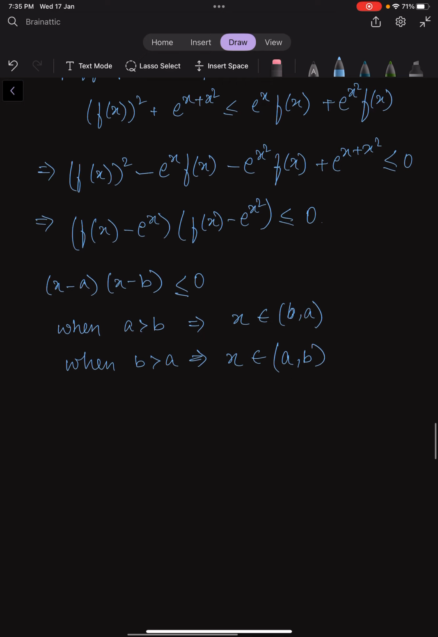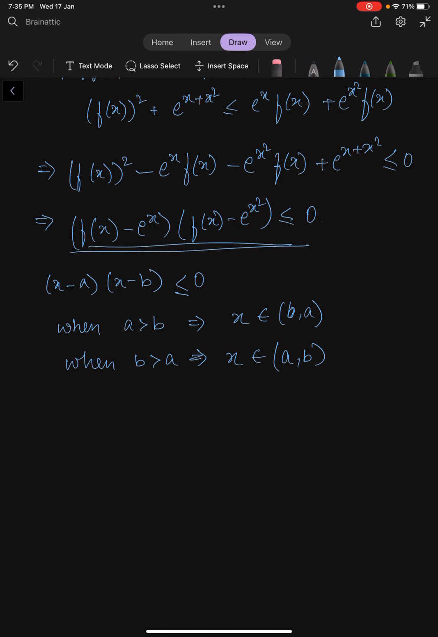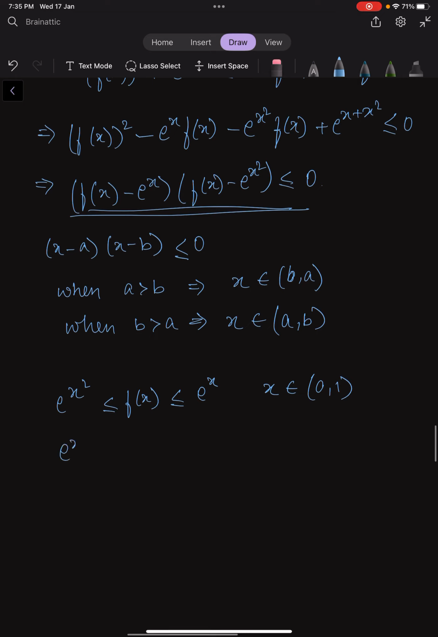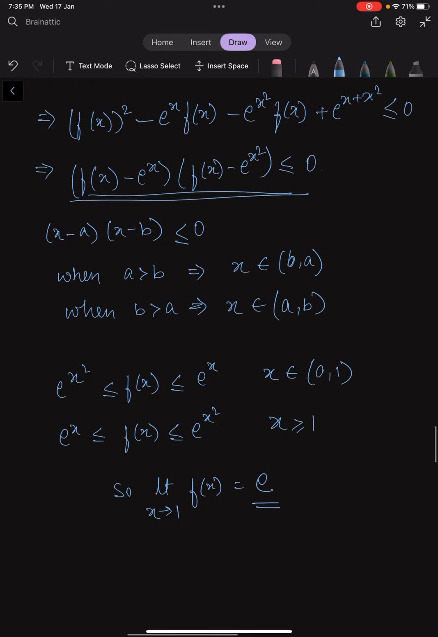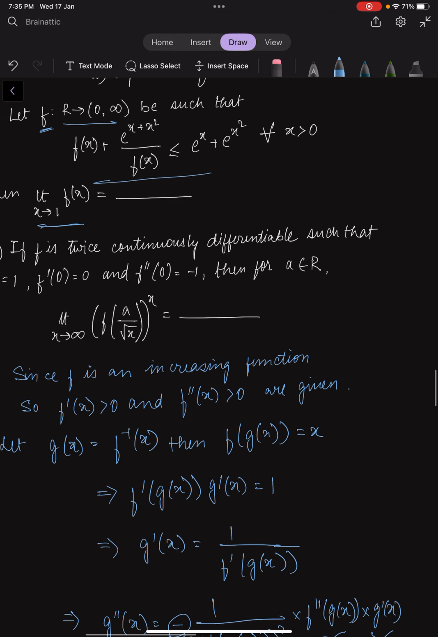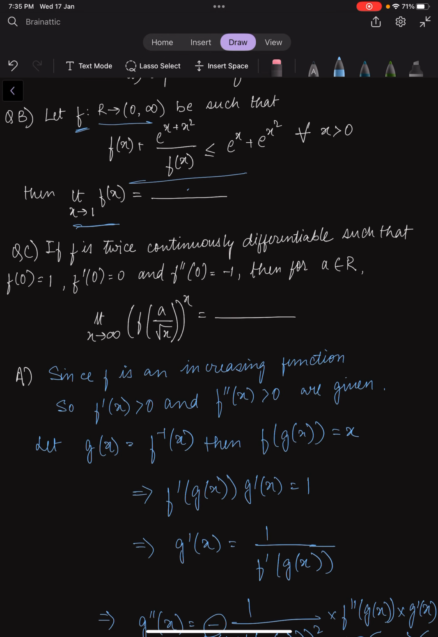So basically what we have from this inequality here is f(x) will lie between e^(x²) and e^x when x belongs to the range 0 to 1, and it will lie in the range e^x to e^(x²) when x is greater than or equal to 1. So the limit asked to us, limit x tends to 1, f of x is nothing but e. So this we have found is equal to e. This is our answer.